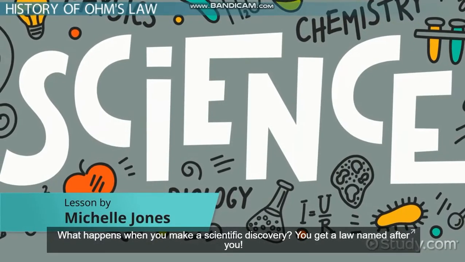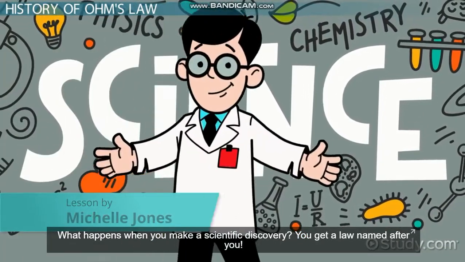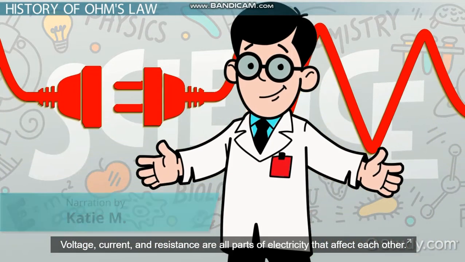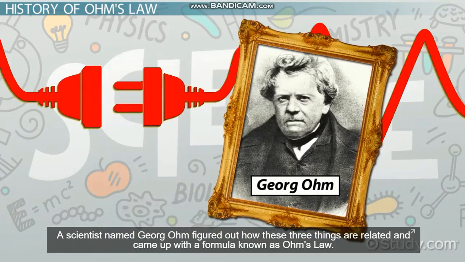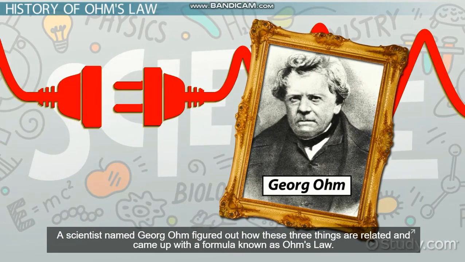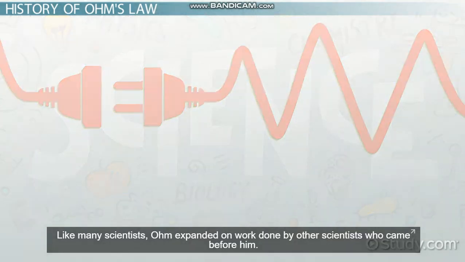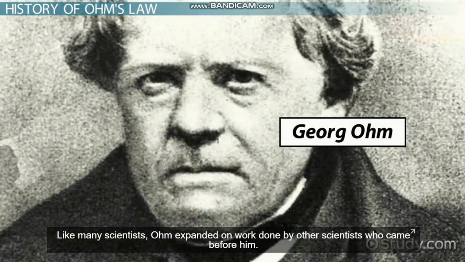What happens when you make a scientific discovery? You get a law named after you. Voltage, current, and resistance are all parts of electricity that affect each other. A scientist named George Ohm figured out how these three things are related and came up with a formula known as Ohm's law. Like many scientists, Ohm expanded on work done by other scientists who came before him.